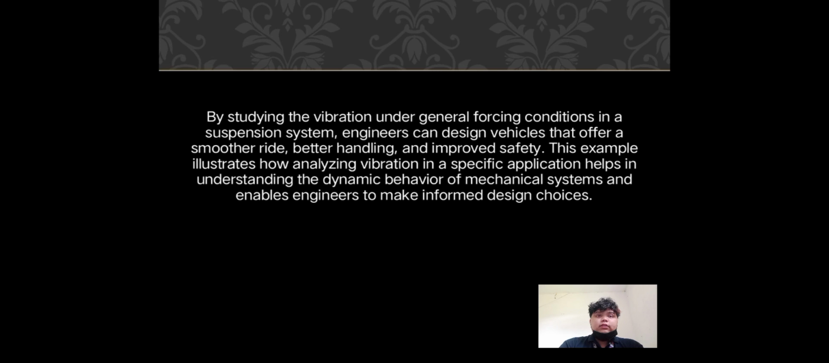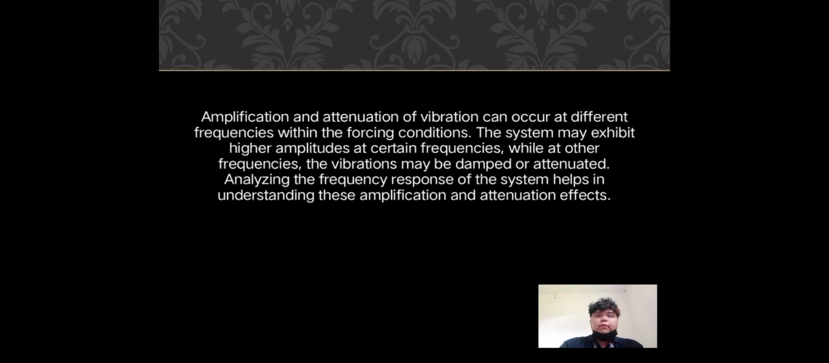To analyze vibration under general forcing conditions, engineers will typically measure and record the response of the suspension system using sensors placed on various components such as shock absorbers, springs, and chassis. These measurements can include the displacement, velocity, and acceleration of the system at different locations.